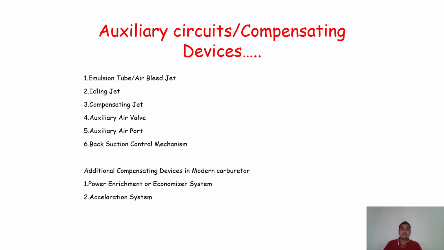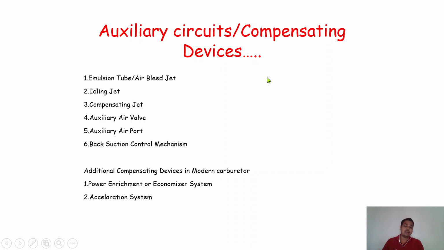With the help of that, we came to know that the carburetor can supply the air and fuel mixture, but sometimes it is not able to supply the exact amount according to the need of the engine. At that time there is a need to use some additional devices, and these additional devices are called auxiliary circuits or compensating devices. Auxiliary circuits are nothing but compensating devices. I'm just repeating my statement.